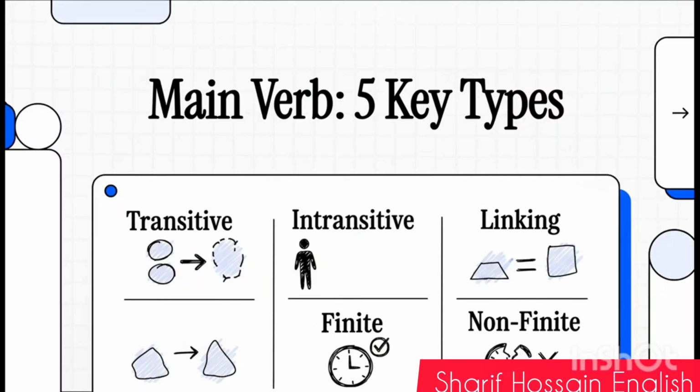Verbs are pretty much the engine of every single sentence we use. But here's the thing, not all of them do the same job. Today, we're going to break down the 5 main types of verbs, from transitive to non-finite, and trust me, once you get these, grammar's going to feel a whole lot easier. So let's dive right in.